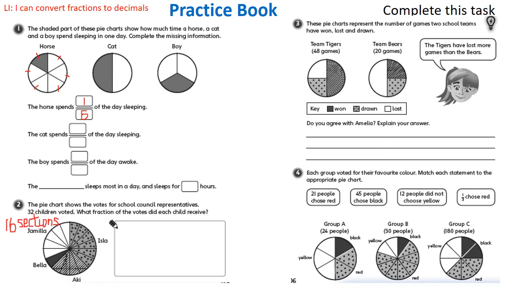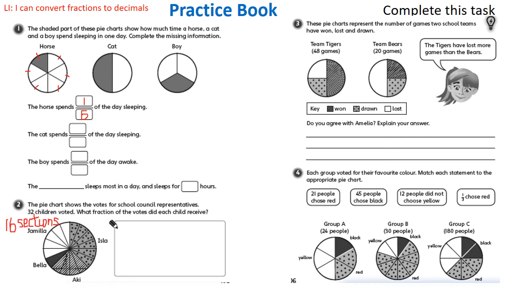The horse, cat or boy sleeps most of the day and sleeps for how many hours? So you then have to think there are 24 hours in a day. So if the horse has been asleep for 1/6 of it, how many hours would that be? You're going to divide 24, the number of hours in a day, by the denominator, which in this case was 6.